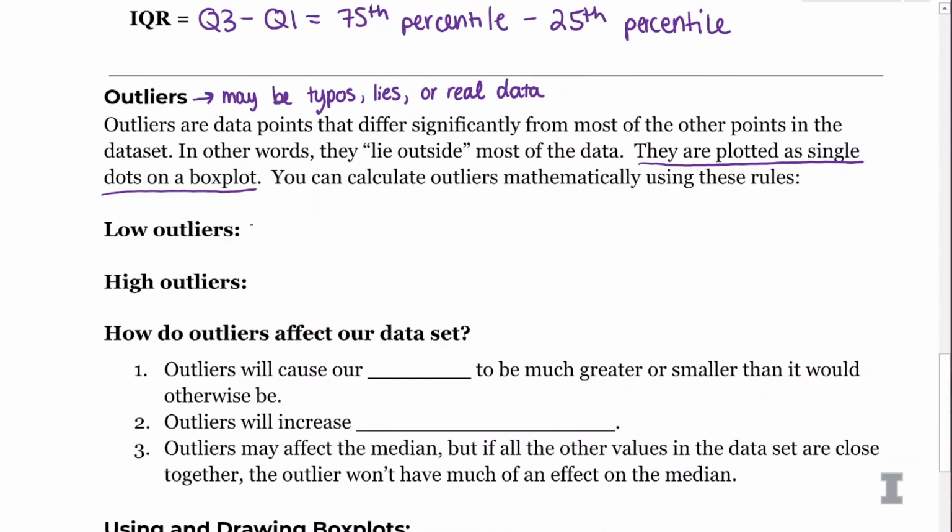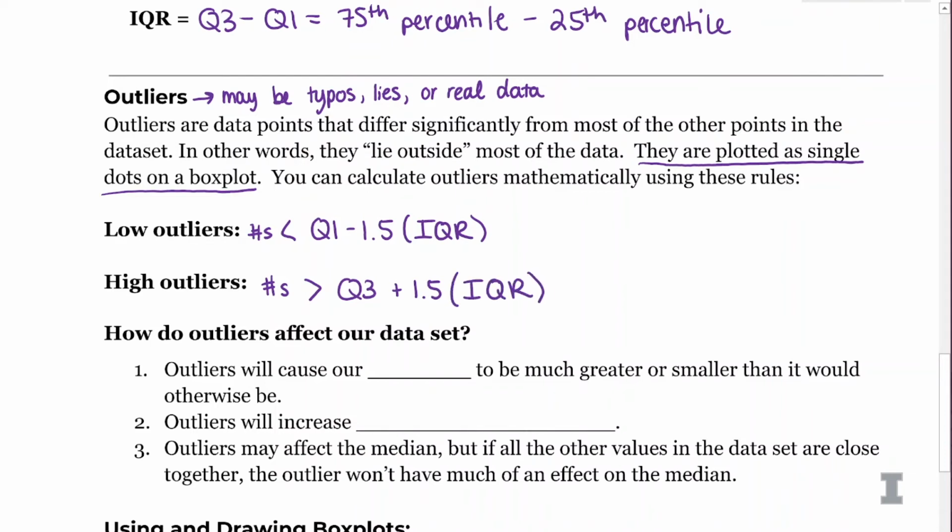We can calculate outliers mathematically using the following rules. Low outliers are any numbers that are less than Q1 minus 1.5 times the IQR. So any numbers in your data set less than that quantity are going to be low outliers. And then high outliers are any numbers greater than Q3 plus 1.5 times the IQR. So very similar formulas, just slightly different. And we can find our high outliers by looking at our data set and saying, are there any numbers bigger than whatever we get for this quantity?